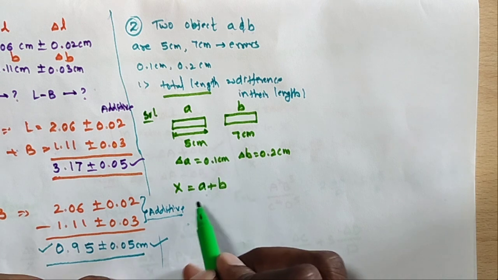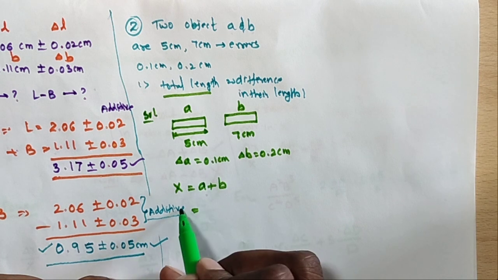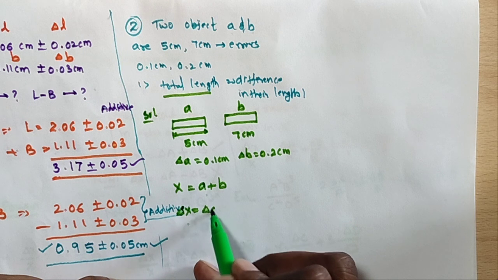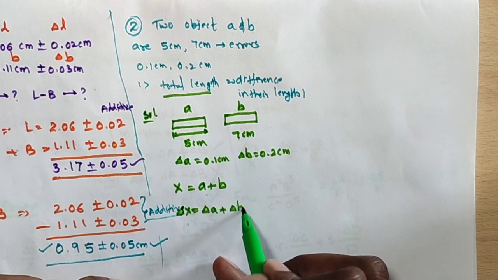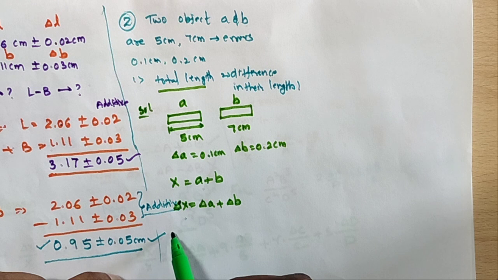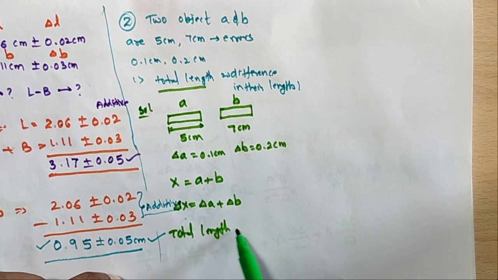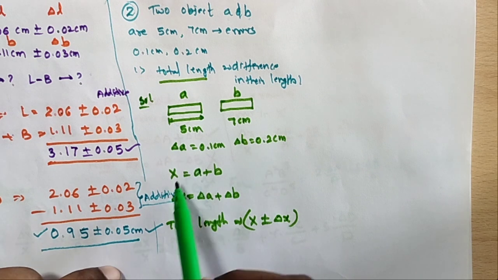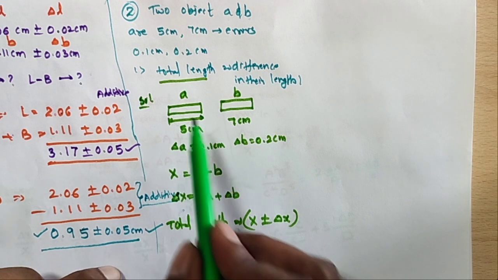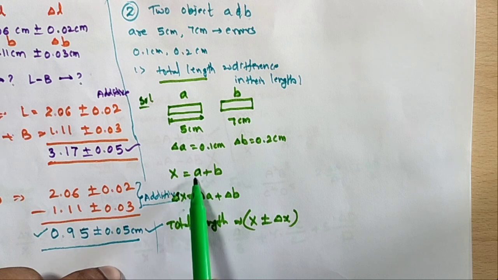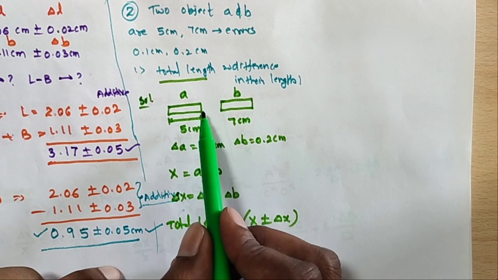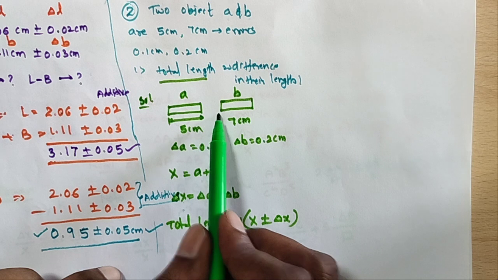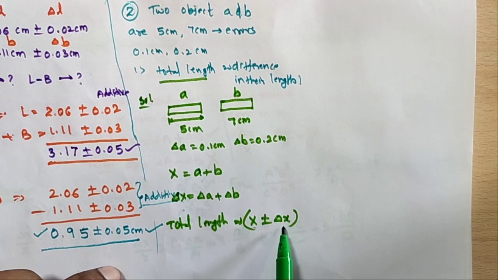So here there is x, and delta x is equal to delta A plus delta B. Therefore, what is the total length? The total length is equal to x plus or minus delta x. All of you understanding? Okay, we can calculate the total length. So x is equal to A plus B. What is the error? Delta x is equal to delta A plus delta B. After addition, what is the total length? x plus or minus delta x.